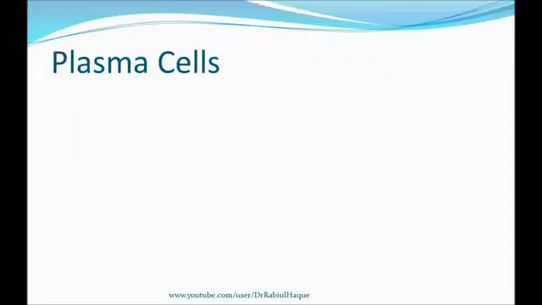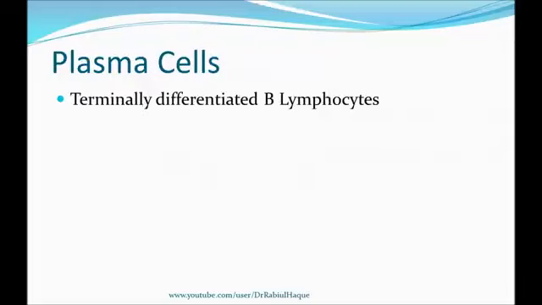The next cell type of chronic inflammation is plasma cell. Now what is a plasma cell? Plasma cells are the terminally differentiated B lymphocytes. They produce antibodies that are directed against foreign antigen or against altered tissue components. Okay, so that is plasma cell.